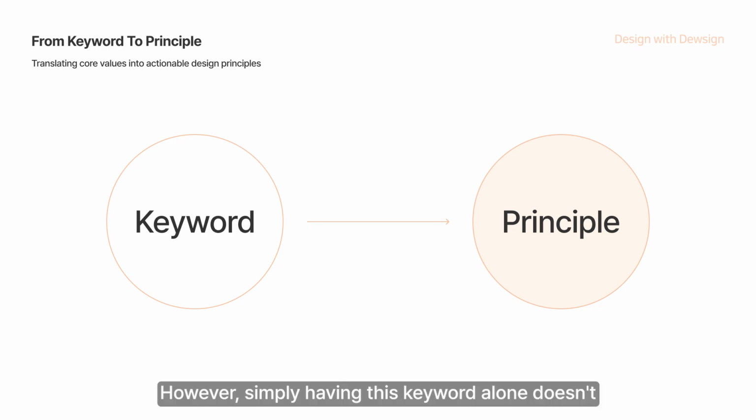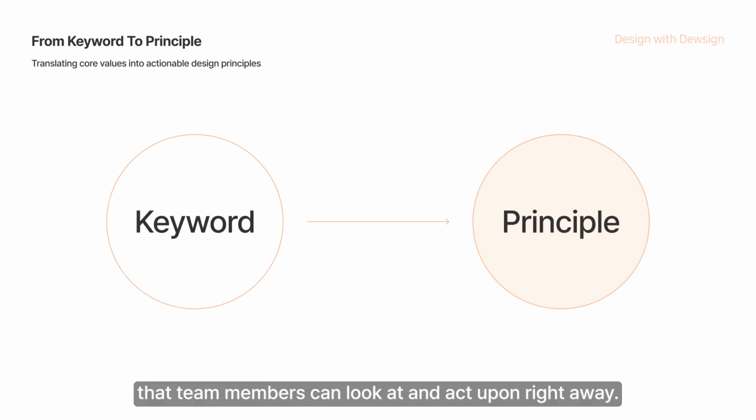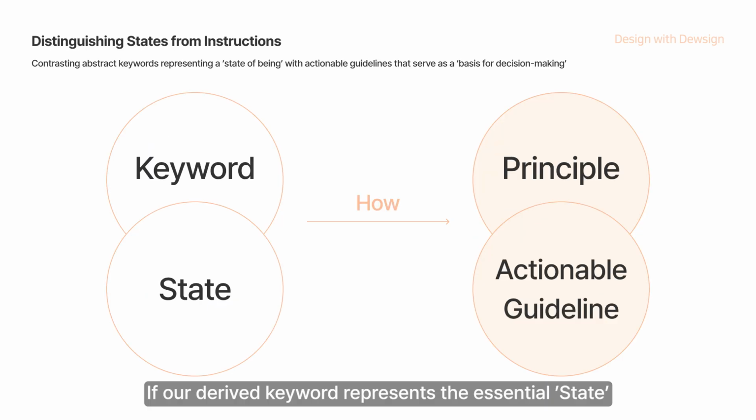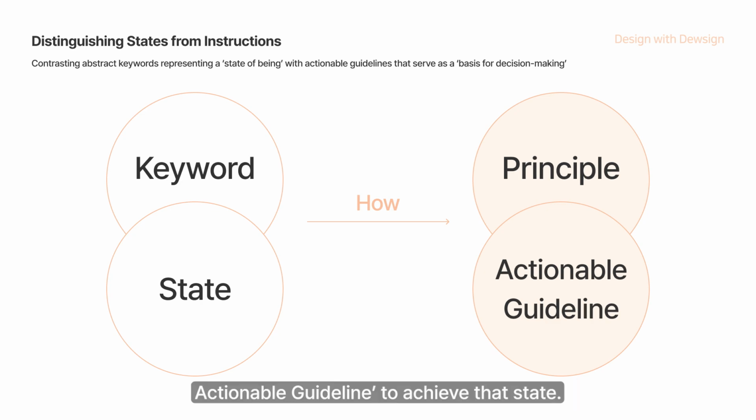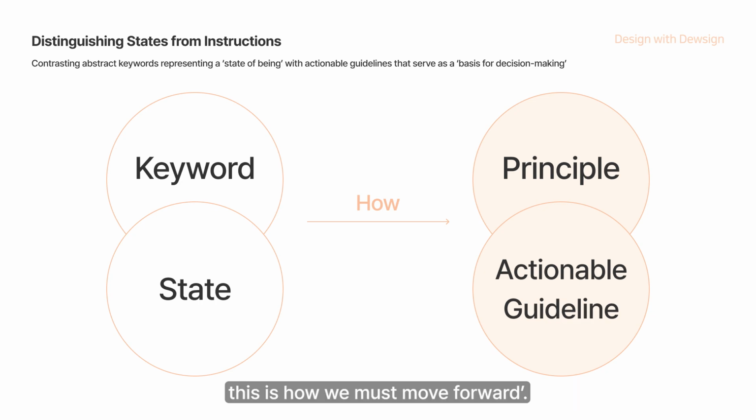However, simply having this keyword alone doesn't mean it can be applied to practice immediately. There is a necessary process of converting this keyword into an actionable principle that team members can look at and act upon right away. If our derived keyword represents the essential state that we should strive for, then the principle represents the specific, actionable guideline to achieve that state. It goes beyond simply defining our service should be like this and provides a practical guide that says, therefore, this is how we must move forward.